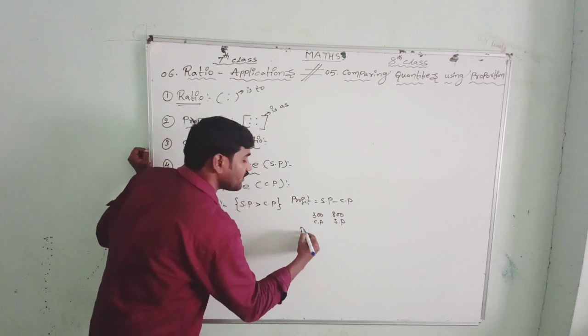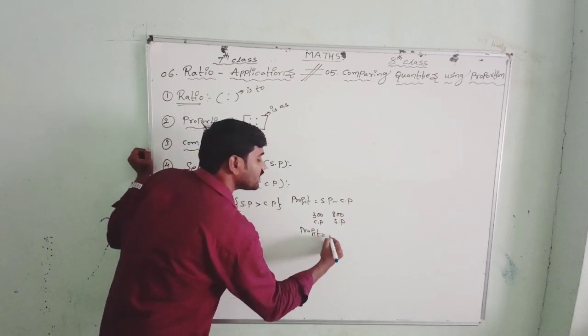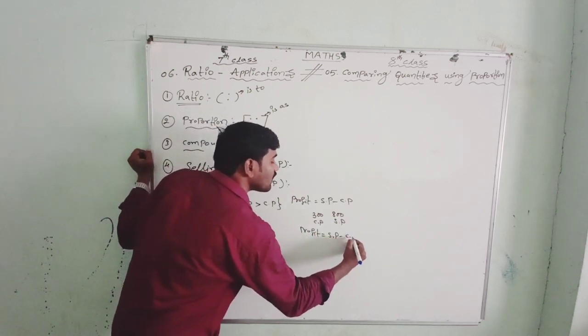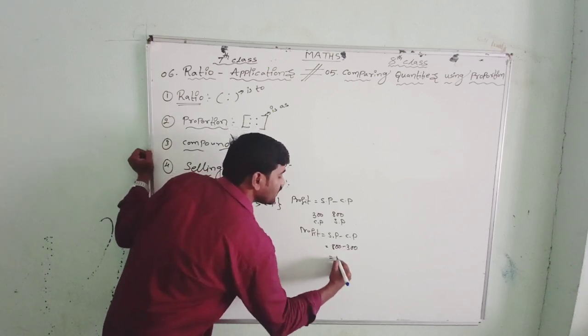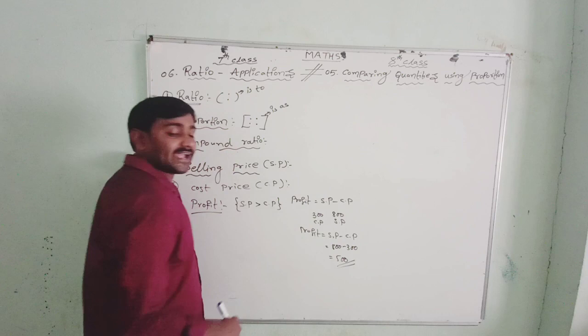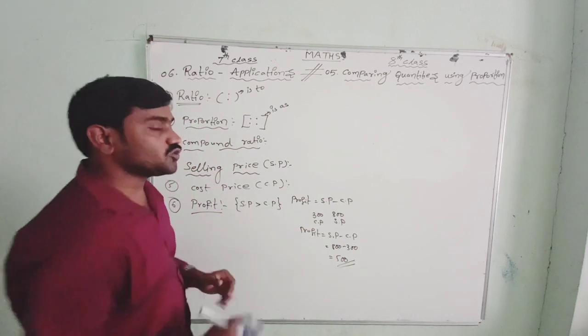How much profit? The profit formula is profit equals selling price minus cost price. Selling price is 800 minus cost price is 300. That means I have a profit of 500 rupees. So you should remember this formula also.